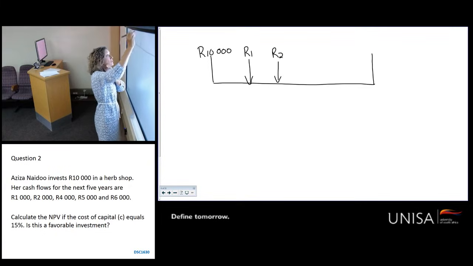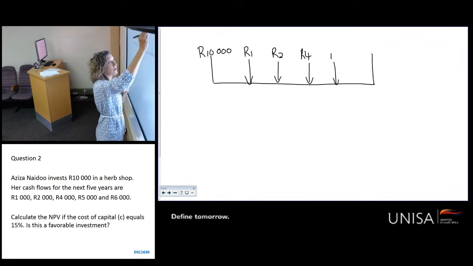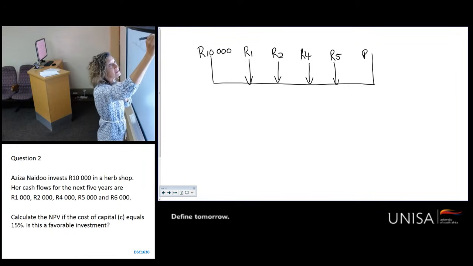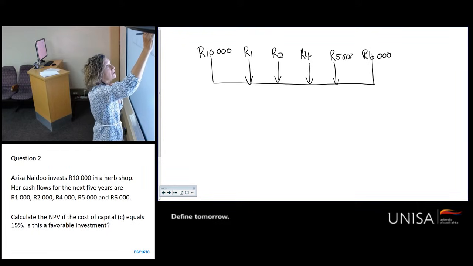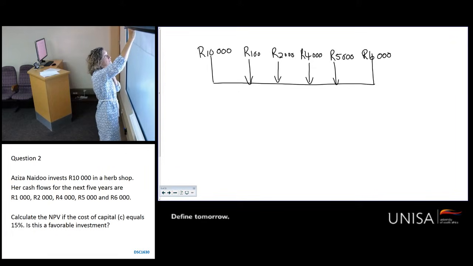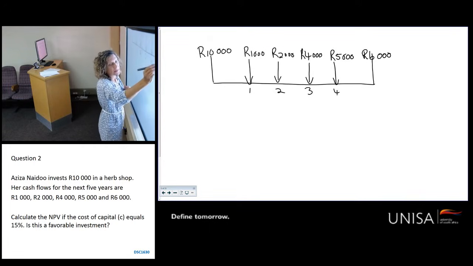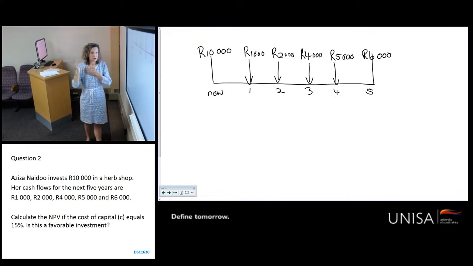My 2,000, my 4,000, my 5,000, and my 6,000. Let's put the zeros in, just so you don't get confused about what we're working with. 2,000 and then the 1,000. And it's in year 1, year 2, year 3, year 4, and year 5. And that is now. So what do we want to do, calculate?